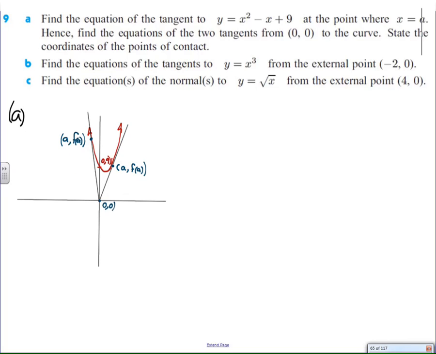I can express the slope of these lines right here, this one and that one, in two unique ways. The first way is using the derivative, of course. If I take the derivative function and evaluate it at a, then the slope of both of my tangent lines are going to be 2a minus 1.